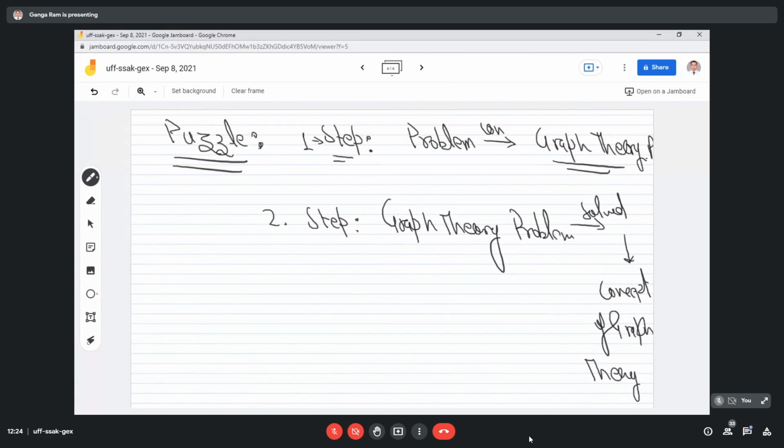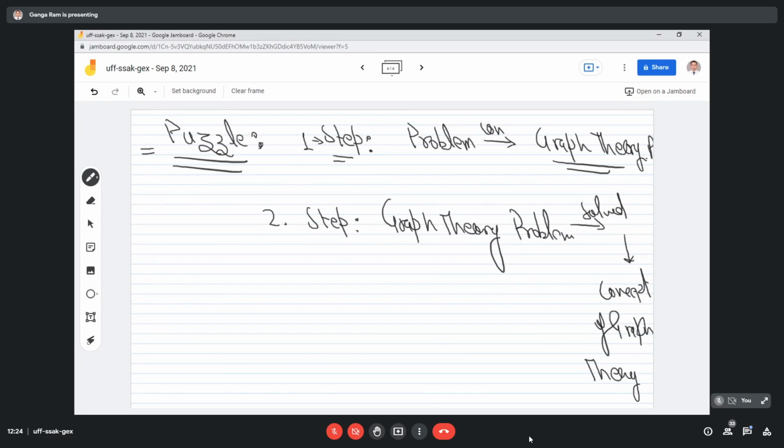So there are a lot of problems in nature. First, we have to convert these problems into graph theory problems. And suppose we have a graph theory problem, then with the help of the concepts of the graph, we can solve that problem. Also, in the third step, we can implement this theory to any other problems. So for this, I have a puzzle problem.